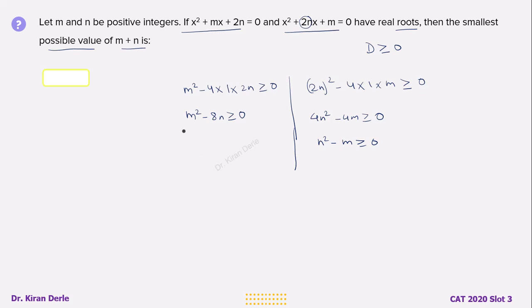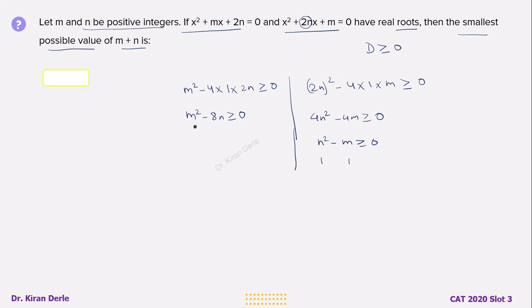Okay, perfect. Now what we want is the smallest possible value of m + n. That means we want the smallest possible value of m and the smallest possible value of n as well. They are positive integers, so it cannot be 0. They are integers, so the minimum possible value is 1, right? So if I consider n as 1 and m as 1, this will be satisfied: n² - m, that is 1² - 1, is equal to 0, pretty much satisfied.